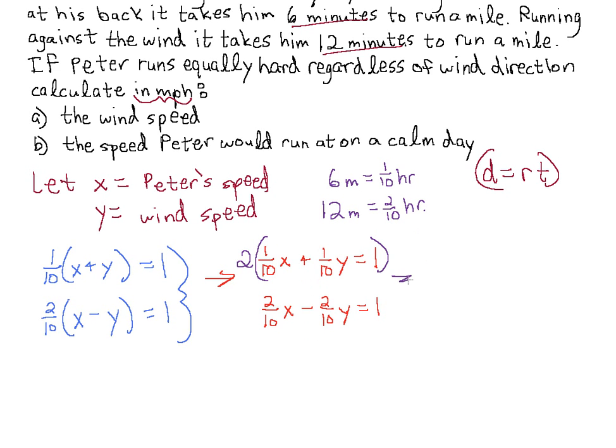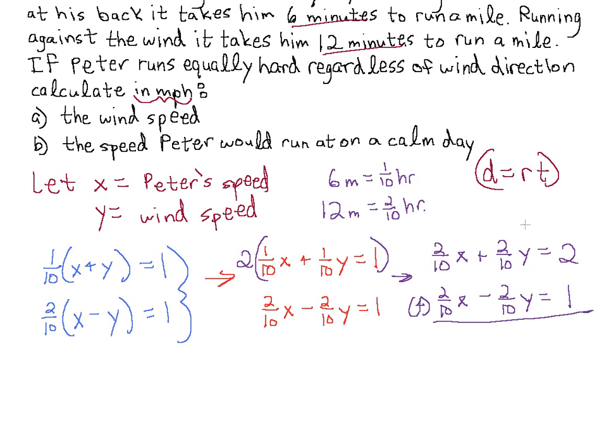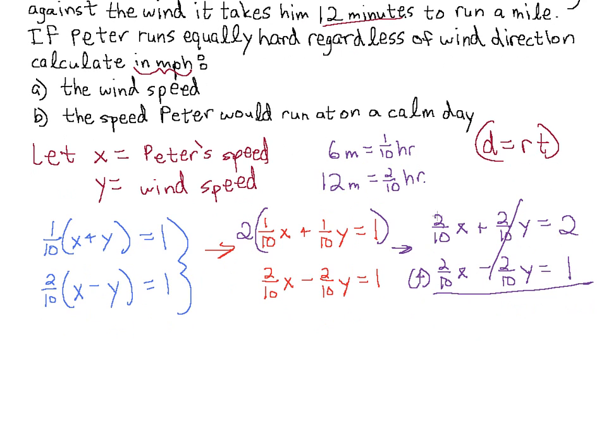So let's go ahead and do that. Let's multiply through this equation by 2. So we have 2/10 x plus 2/10 y equals 2 times 1 is 2. And in the second equation, we still have 2/10 x minus 2/10 y equals 1. Now we can go ahead and add these two equations and eliminate one of our variables. These two terms will cancel, which will give us 2 plus 2 is 4/10 times x equals 3.